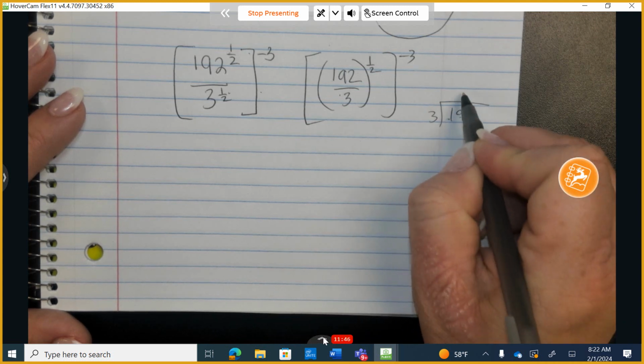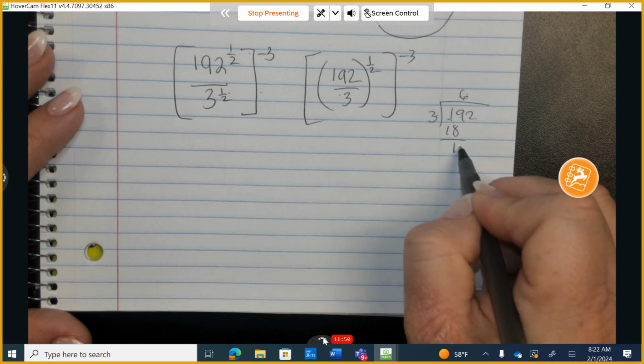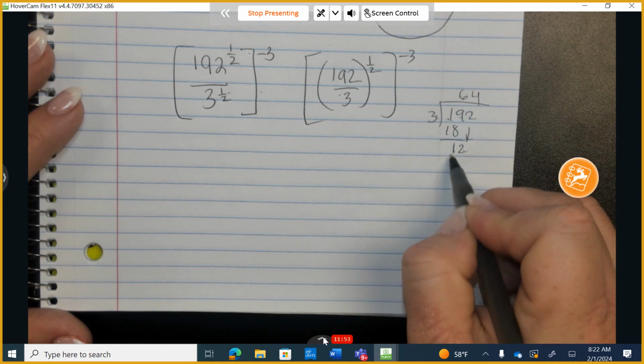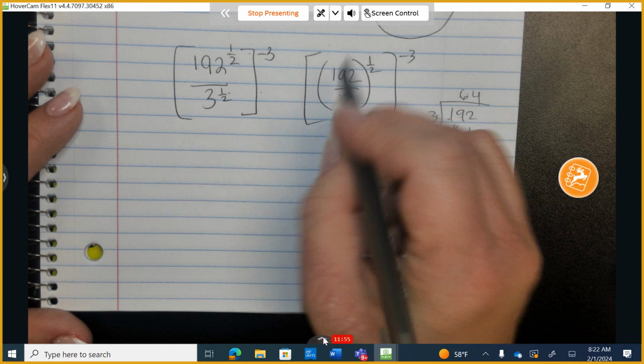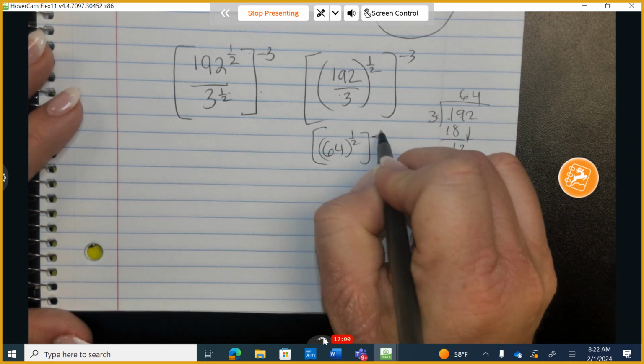Okay, 192 over 3, I'm going to come off to the side. 3 can go into 19 6 times without going over. 6 times 3 is 18. Subtract and bring down the next number. 3 can go into 12 4 times. Okay, this number reduces to 64. So 64 to the 1/2.